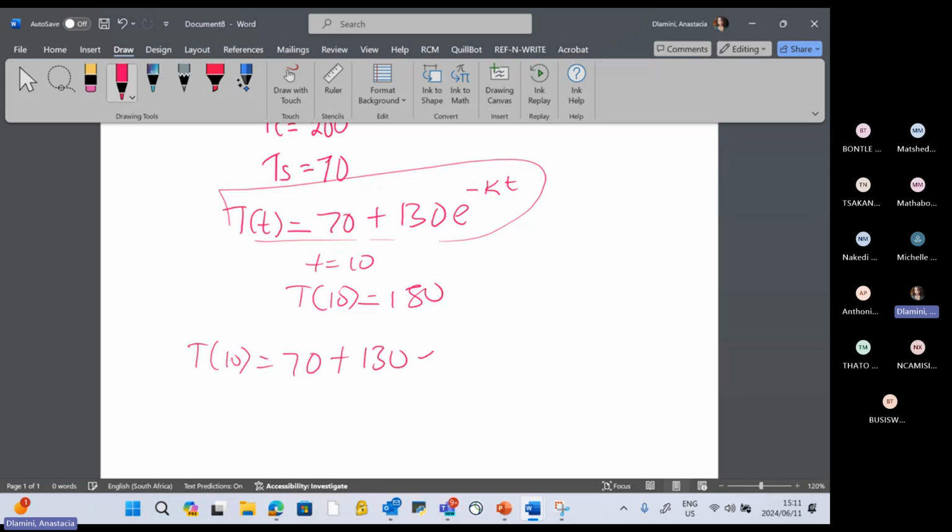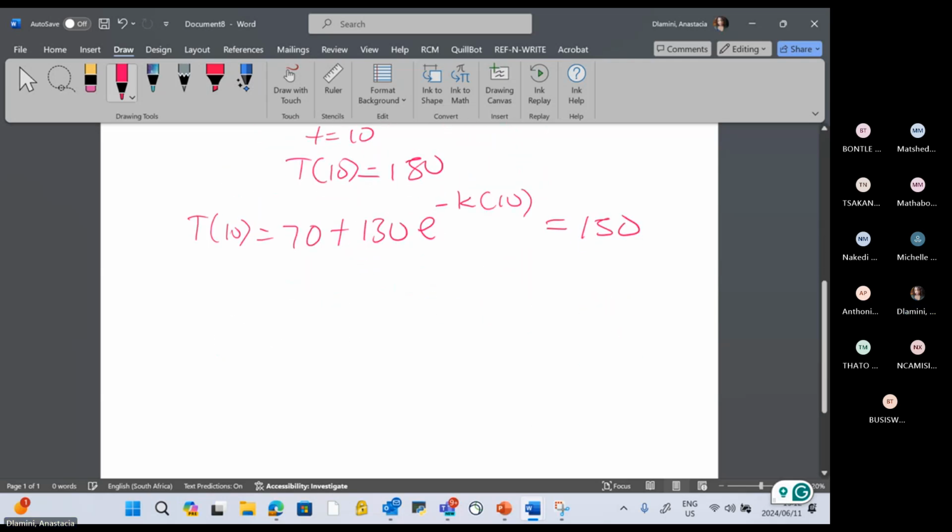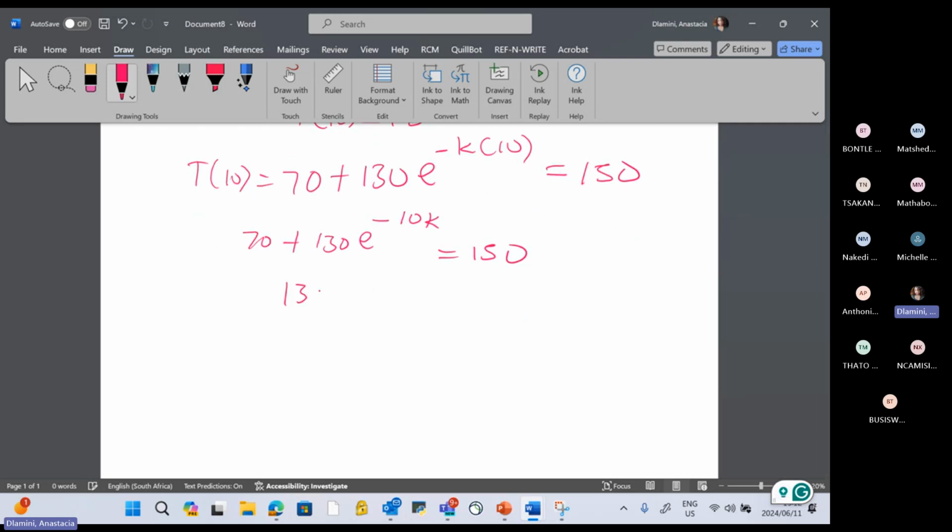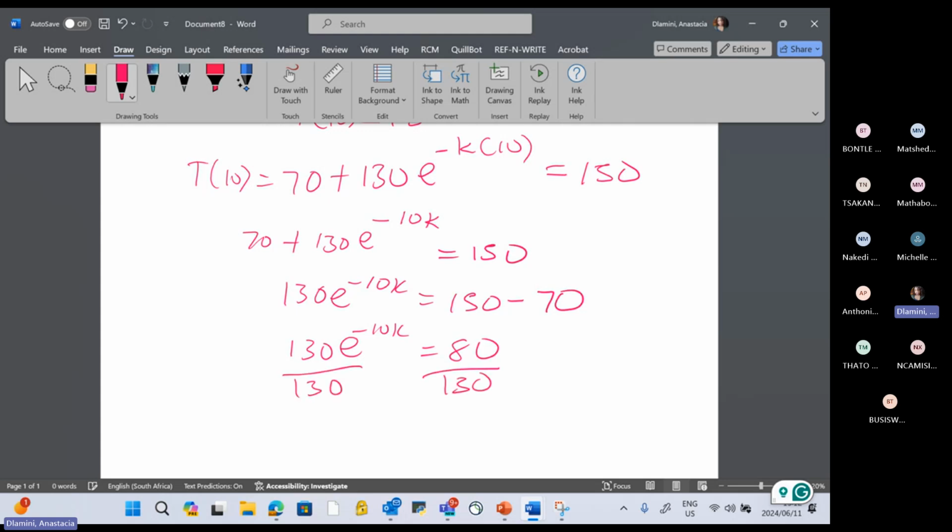plus 130 e to the power of minus K times 10. If you substitute 10, we have to get 150. So we'll have 70 plus 130e^(-10K) equals 150. Then we simplify: 130e^(-10K) equals 150 minus 70. So 150 minus 70, guys, is 80. Then we divide by 130 on this side and by 130 on this side.